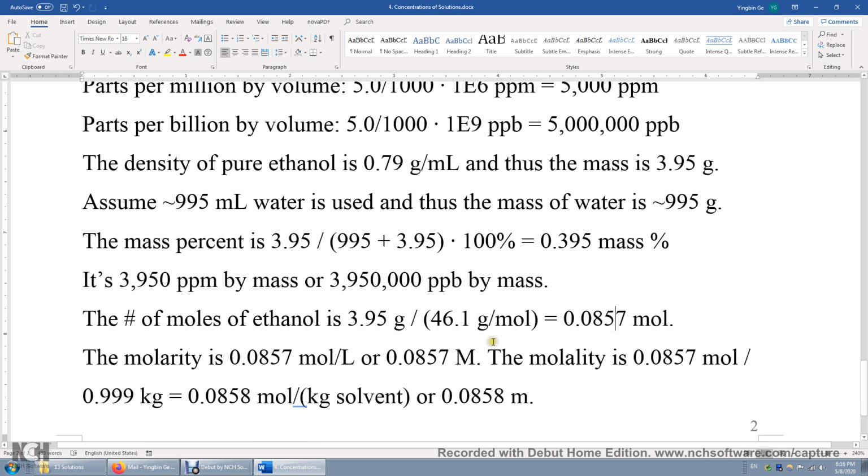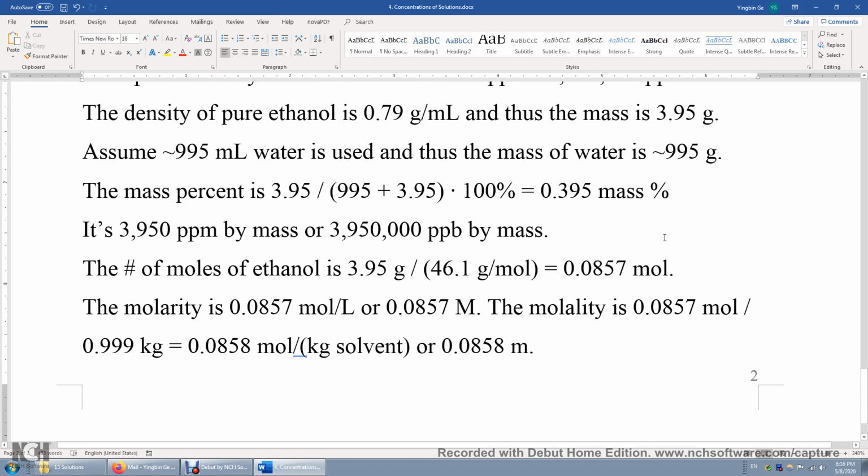How about water? Well, we have 995 milliliters of water. Assuming the density is 1, we get 995 grams of water. So you can compute the moles of water easily by using this 995 divided by the molar mass of water. That's 18.02, and I think you will get roughly 110 moles of water. And then by using the number of moles of water and the number of moles of ethanol, you can compute the mole fraction and the mole percent.